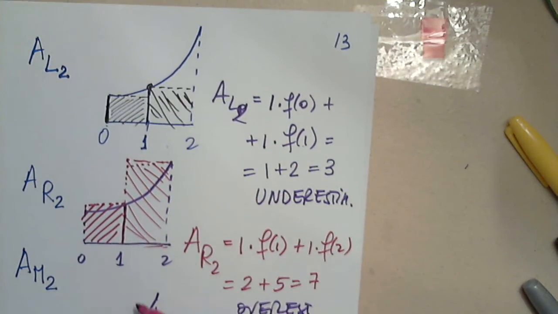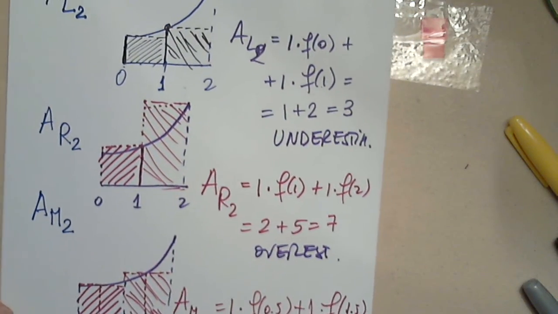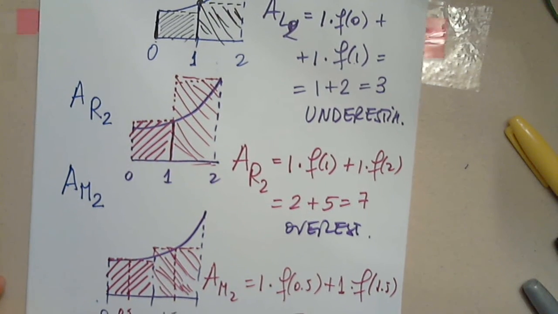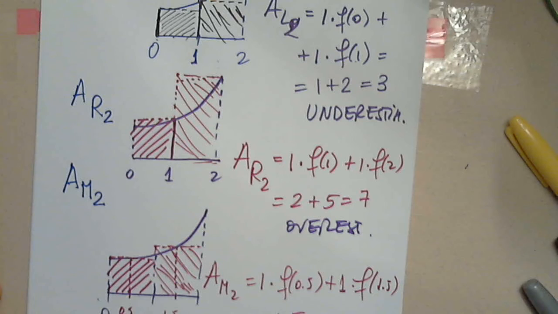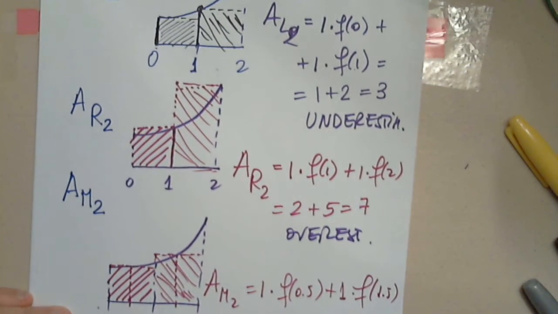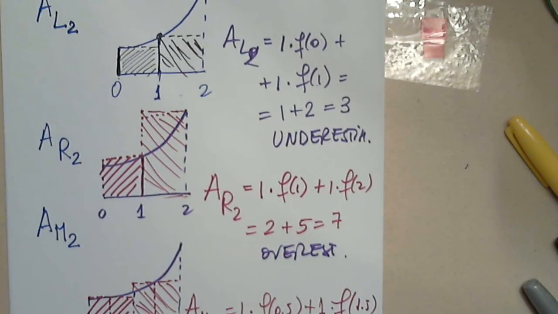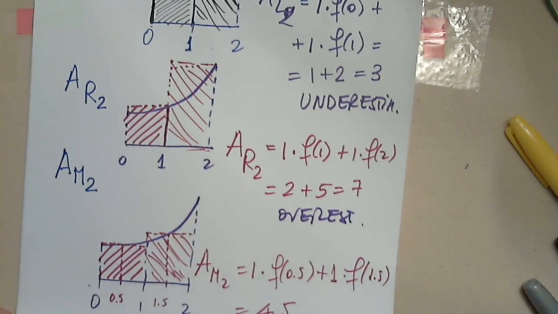Which of these three scenarios is the best option for this function? Which of these three scenarios has the least amount of error? That's it. Best result. Well, obviously, 4.5 will definitely be between 3 and 7 for this particular function.